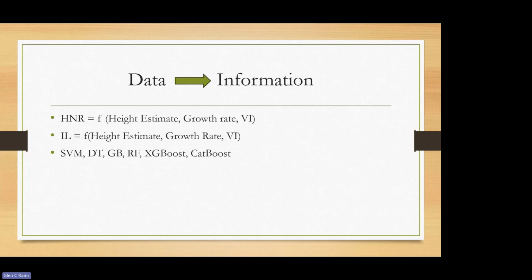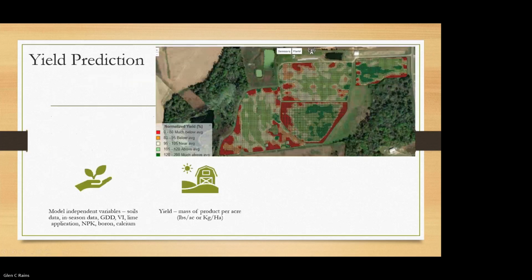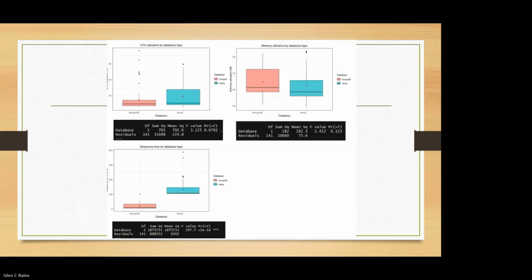So if we can estimate that, we can predict what the internode length is going to be, or when it might cross the threshold, and then preemptively apply the plant growth regulators so that we don't enter a location where it extends above 2 inches, or whatever that threshold is. The plan is for the plant growth regulation application in advance to optimize and maximize things, as we've mentioned before.